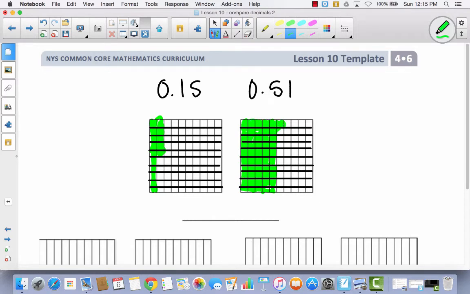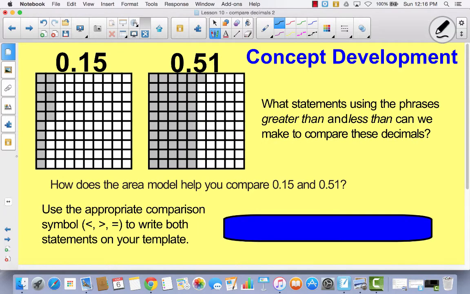So remember today our learning target is about comparing decimals. So I've got 15 hundredths and I've got 51 hundredths. How does the area model help you to compare? How will this model tell you which one's greater and which one's less? Well, if you look at 15 hundredths, you can obviously see that less has been shaded. So that would tell us that 15 hundredths is less than 51 hundredths. Okay? All right, we're going to try one more.